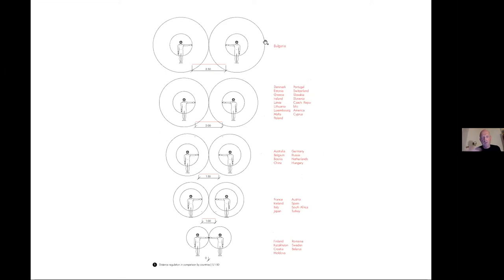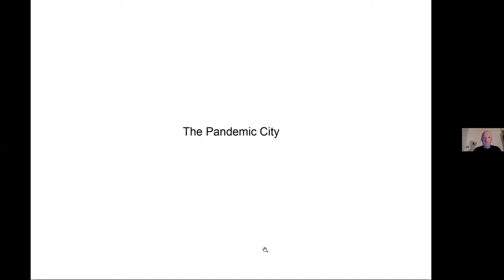Bulgaria, for example, advises people to keep a 2.5 meter distance. I don't know if the US is, they wrote America. Is it 2 meters? America is here, 2 meters. So Holland, for example, is 1.5 meters, Austria is 1 meter, Sweden has nothing. So this space is regulated differently.